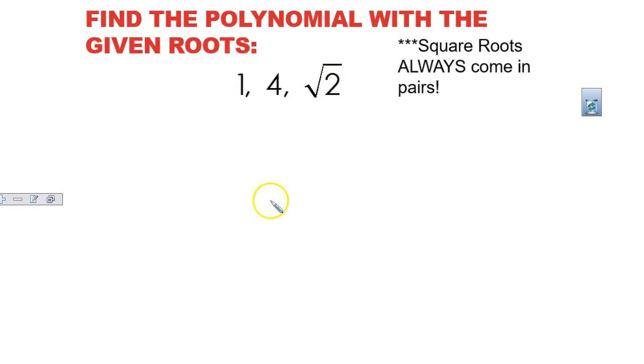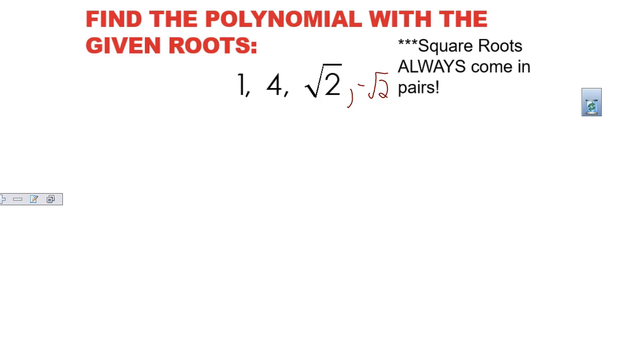Okay, let's look at this one. We have 1, 4, and root 2. What has to be true if root 2 is a 0? If the square root of 2 is a 0? Well, they always come in pairs, right? So if positive root 2 is one of the roots or one of the zeros, that means that the negative version of it is also one.